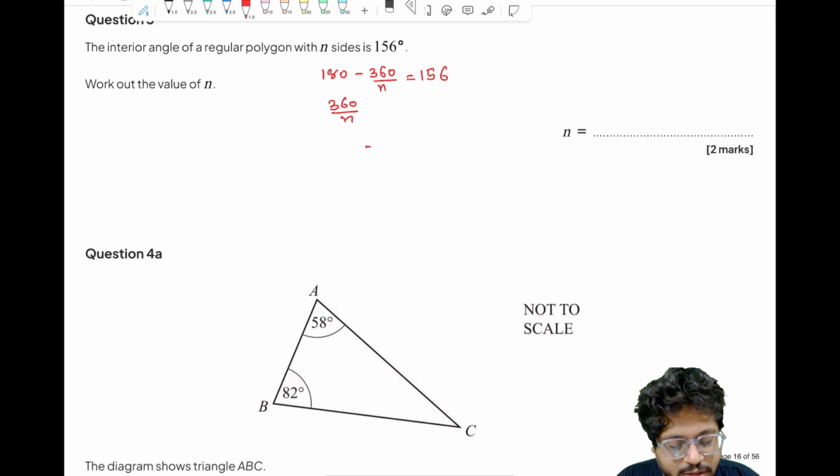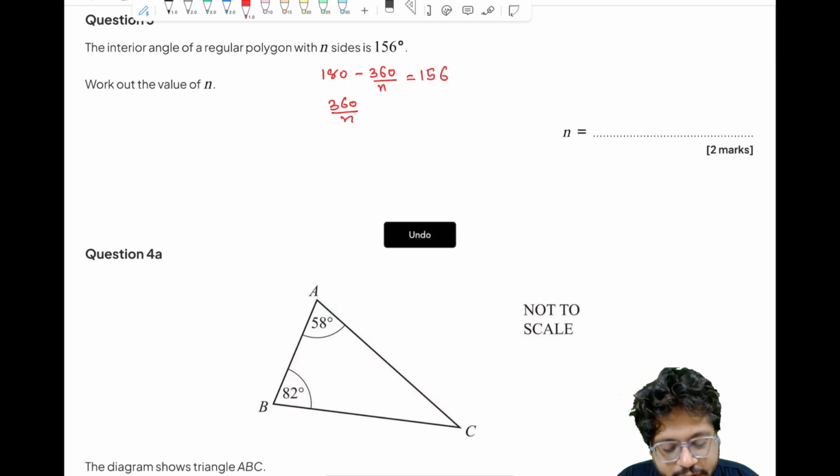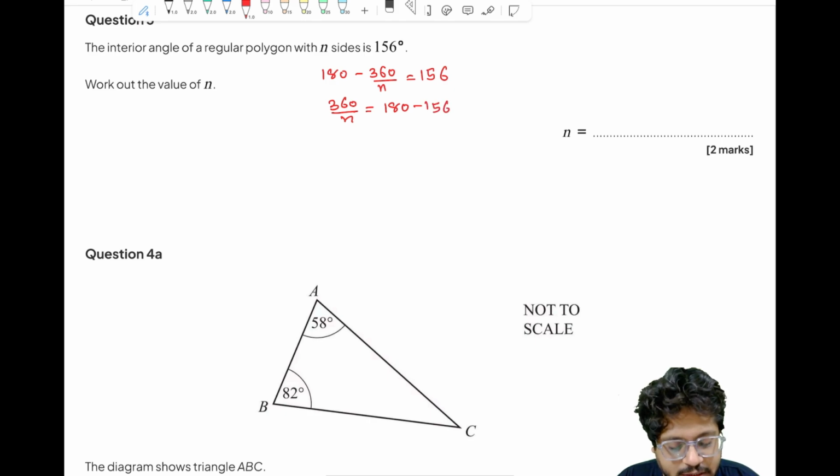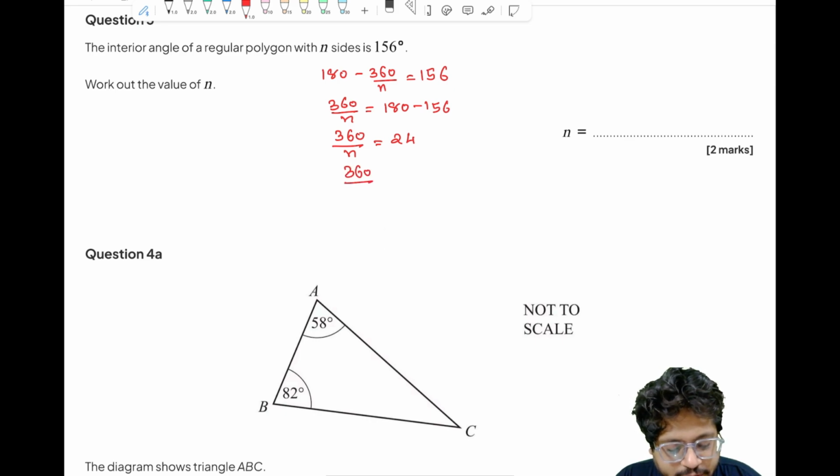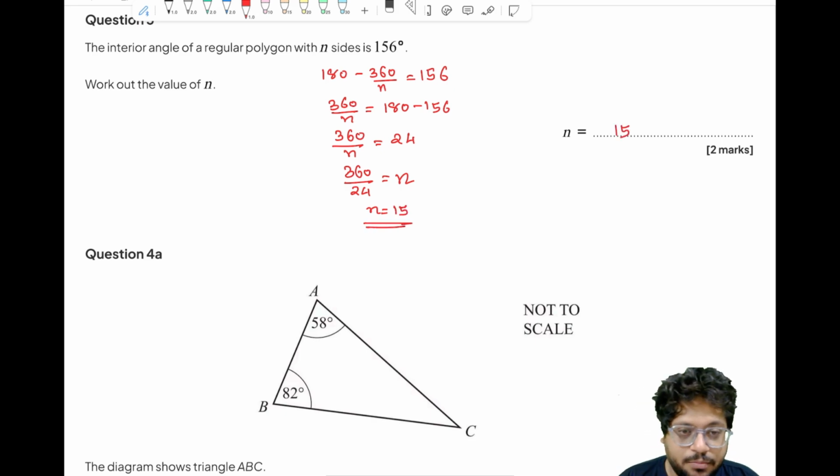360 upon n will go in, this will go here and it will become positive, and 156 will go here, it will become negative. So 360 upon n is equal to 180 minus 156. So 360 upon n is equal to 24, and now if you move this n here, it will be in multiplication, and 24 will come in division. So 360 upon 24 is equal to n, so n will be 15. There are 15 sides in this regular polygon.